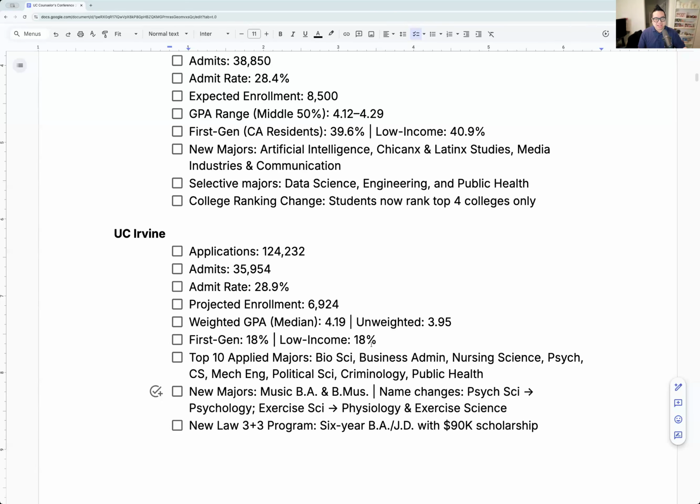They are doing some changes, so they include a new music major. They're renaming some stuff too. So physical sciences is now psychology sciences is now psychology. Exercise physiology and exercise science. UCI also has a new accelerated program, which is a 6-year bachelor's JD. So basically, you get your law degree, you could be a lawyer, direct 6 years with the scholarship opportunity as well.